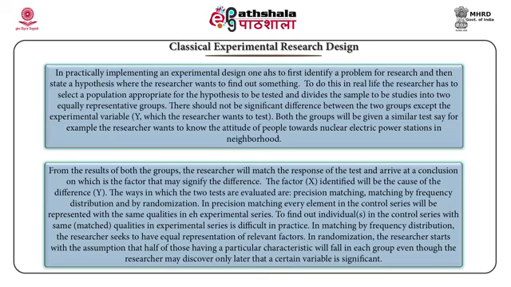In matching by frequency distribution, the researcher seeks to have equal representation of relevant factors. In randomization, the researcher starts with the assumption that half of those having a particular characteristic will fall in each group, even though the researcher may discover only later that a certain variable is significant.